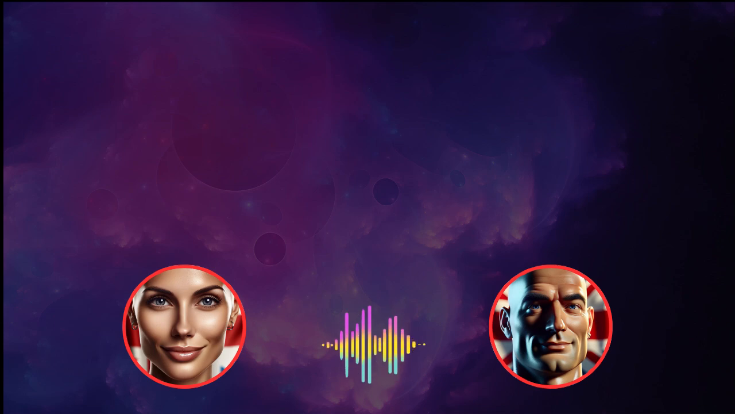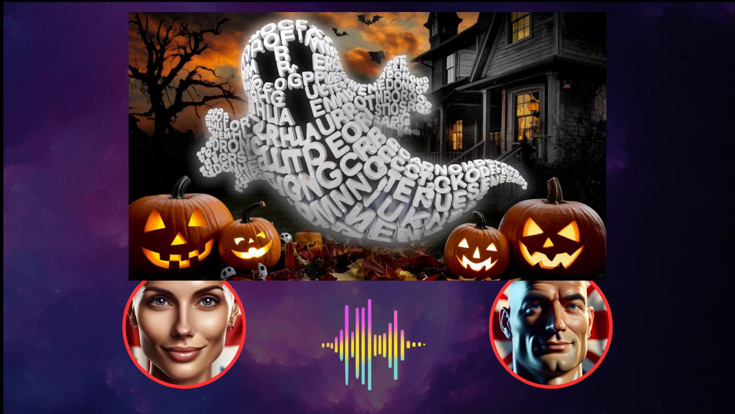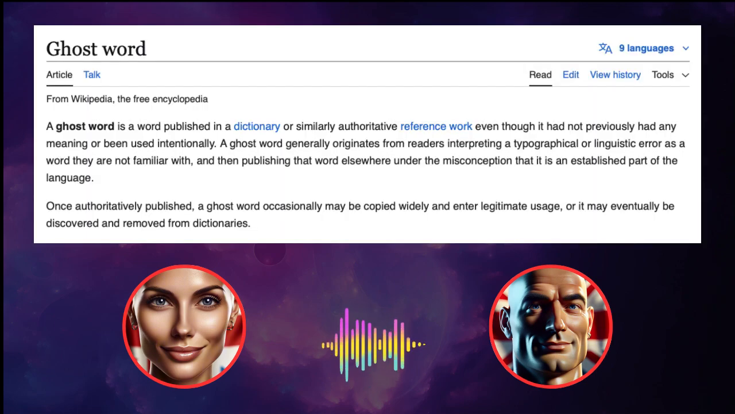Okay, ready to dive into a linguistic rabbit hole. Today, we're talking about ghost words. These aren't the words that go boo in the dictionary, though. I admit that would make my job more interesting. No, sadly, no spooky sounds today, but trust me, ghost words are fascinating in their own right.